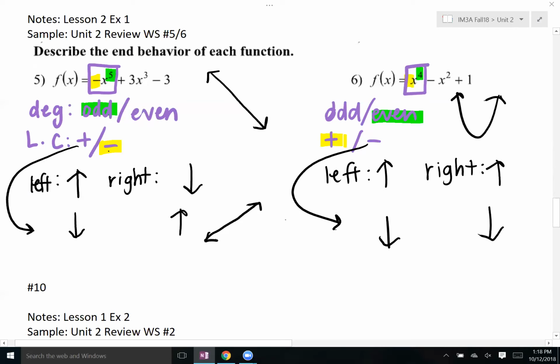So those 4 combinations are all that you would have. So again, for an odd, think about a line and the way that the arrows would point if it had a positive slope versus a negative slope. And for an even, just think about a parabola. So if A is positive, it goes up. If A is negative, it goes down. And that's the same for any even degree polynomial.